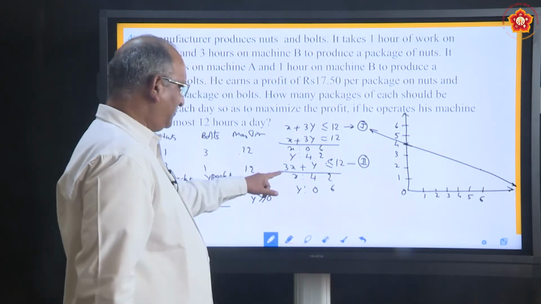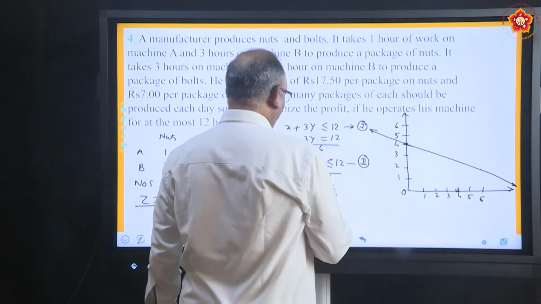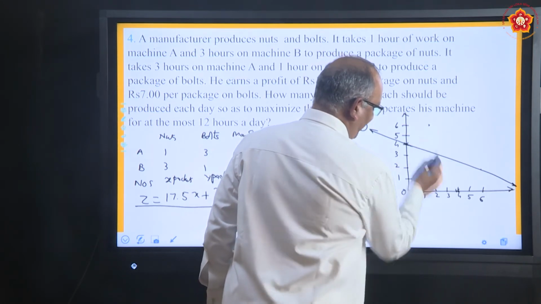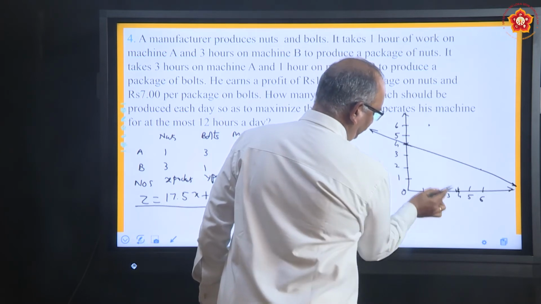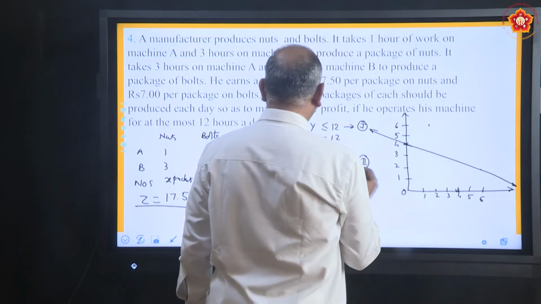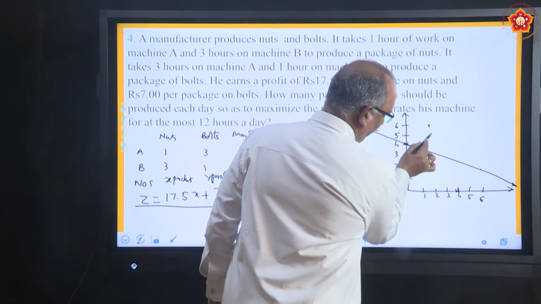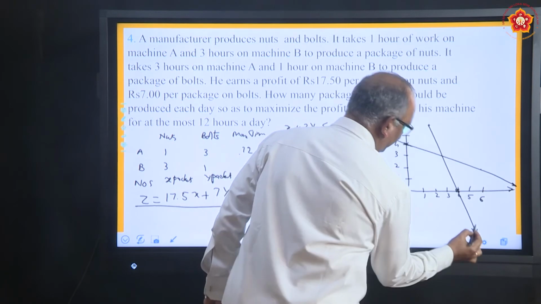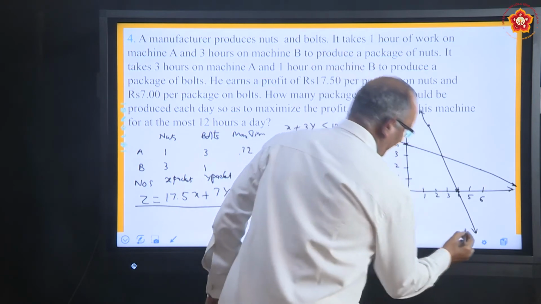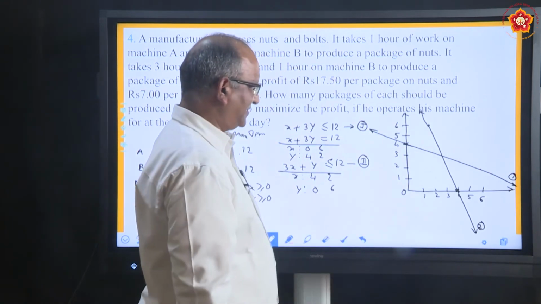Next, come to the second one. x is 4, y is 0. So this is the point. And x is 2, y is 6. So join these 2 points. This is the second line. This is the second line, this is the first line, and the x-axis and y-axis are always there.